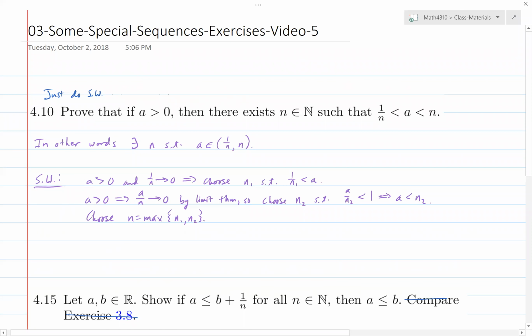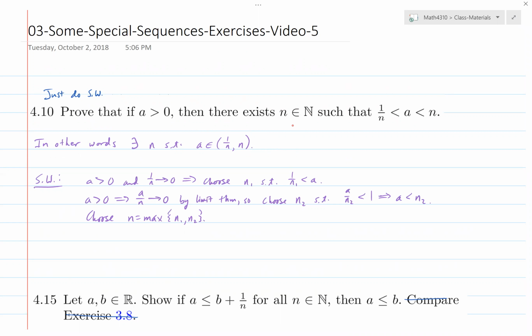410 says, if a number a is greater than 0, then there's got to be a natural number n such that 1 over n provides a lower bound for a, and n is greater than a. Simple enough. You can rephrase that as saying a has to be in the interval from 1 over n to n, and it's not either of the endpoints. There's got to be some n for that because these inequalities are strict.